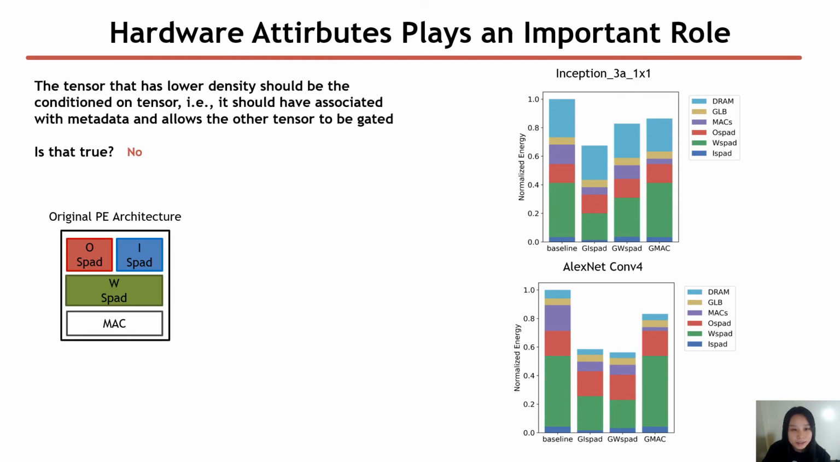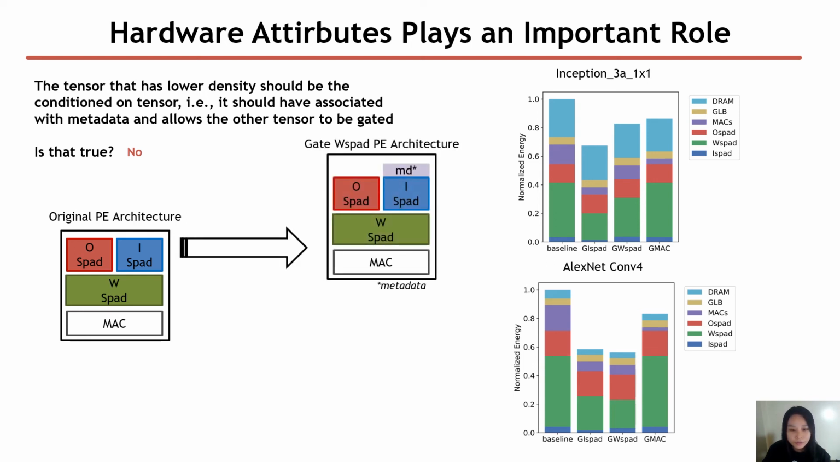The reason is mostly because of the architecture attributes, or the hardware attributes. So let's look at how the gating is performed. Originally, we have a baseline architecture with the 3 local scratch pads. In order to perform gating on weight scratch pad, we need to, as I have said, provide metadata information for input activation, because the gating is conditioned on input activation.